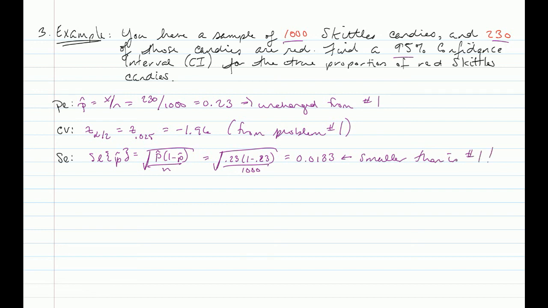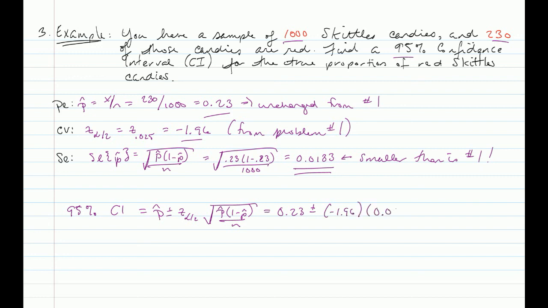So we have the same point estimate, we have the same critical value, but we have a smaller standard error than we did in our previous example. So our 95% confidence interval is still p hat plus or minus z alpha over 2 times the square root of p hat (1 minus p hat) over n. And we plug in: 0.23 plus or minus negative 1.96 times, now, 0.0133 for our standard error.